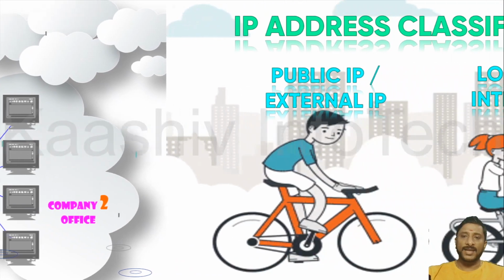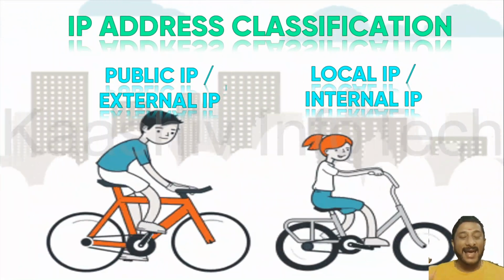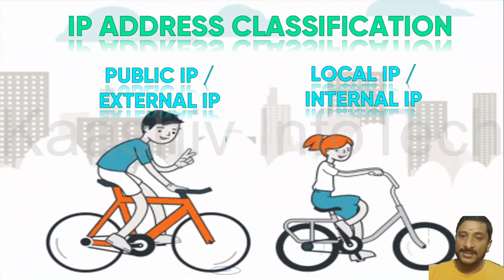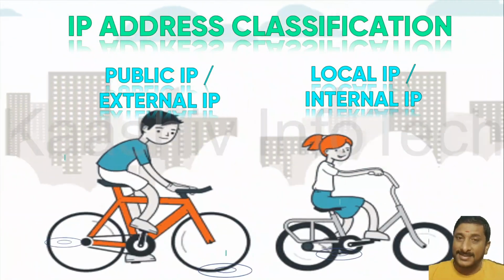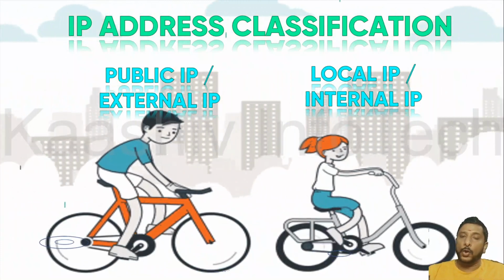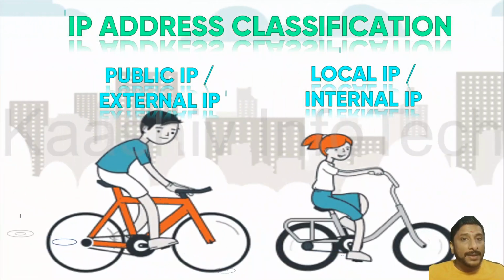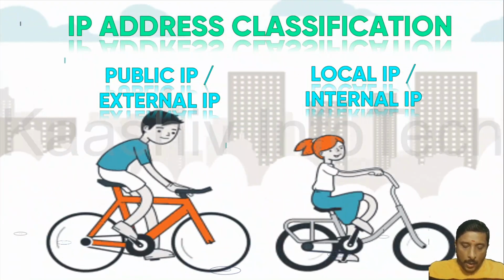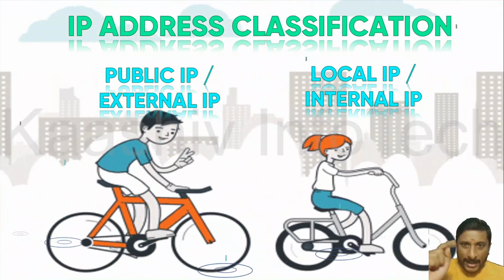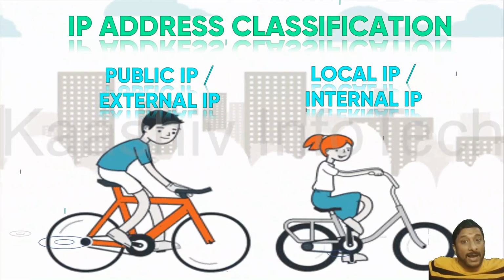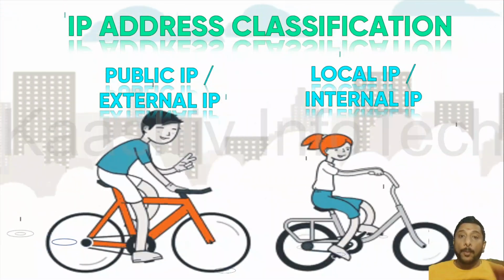Now let's move on to the IP address classification. As I told you in the previous concepts, you have a private IP, a local IP, and a public IP. Since I got one internet connection from Jio, they will give one IP address. But in the office, I can have multiple computers, and my mobile and TV connected.